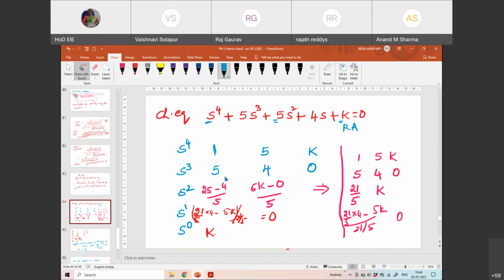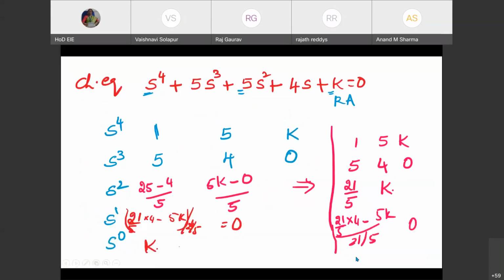So s square would be 5 into 5, 25 minus 4 by 5. I've indicated it here. The next element will be 5 into k minus 0 into 1 by 5. When you simplify that, 25 minus 4 is 21, 21 by 5, and 5k by 5 is k. And the next element I have shown here: 21 by 5 into 4 minus 5k by 21 by 5.